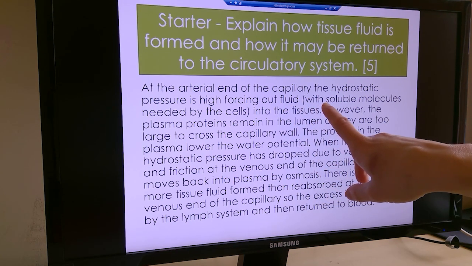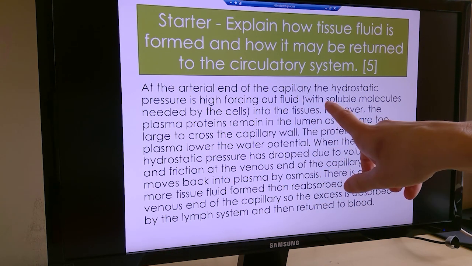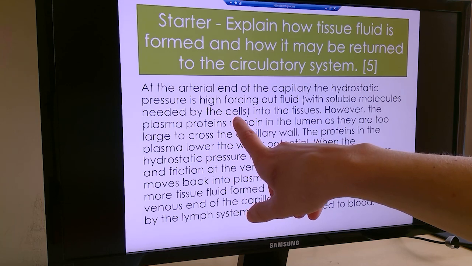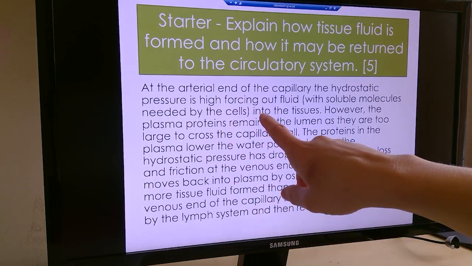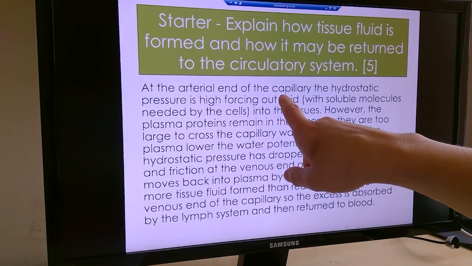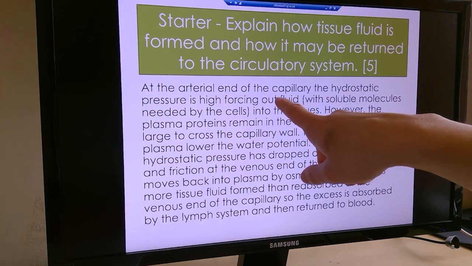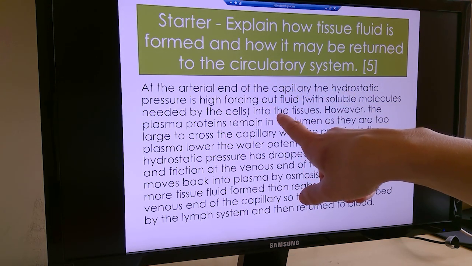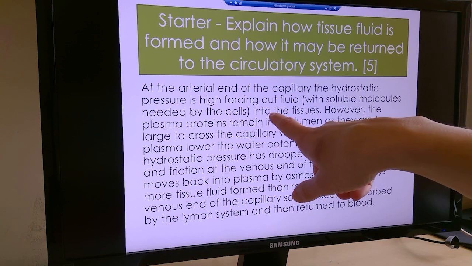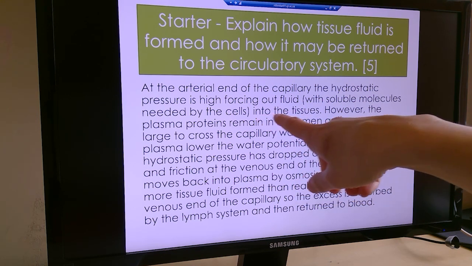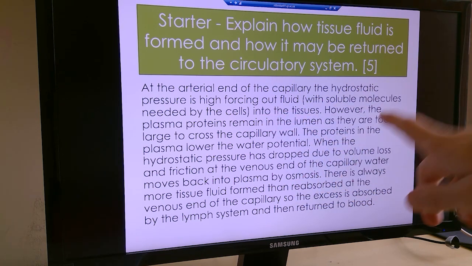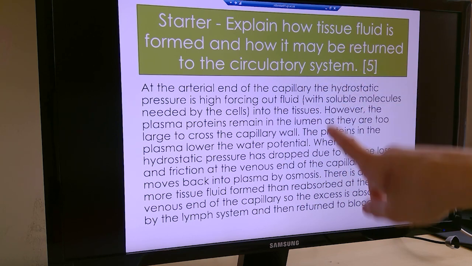And if you want a little bit more detail, that will contain soluble molecules that the cells need. Okay, that's not required, that's why it's in brackets. And that forces the fluid out of the capillary, out of the blood into the tissues. So you do have to have it into the tissues. So that's your first mark point.